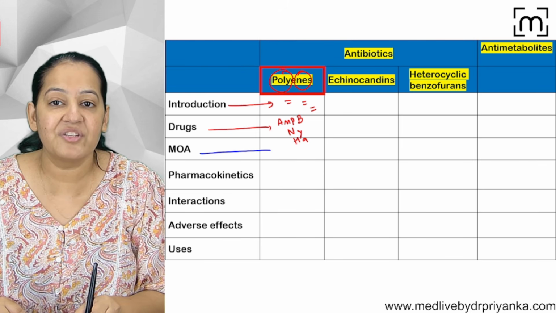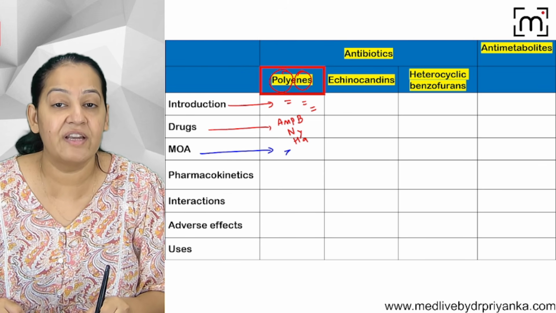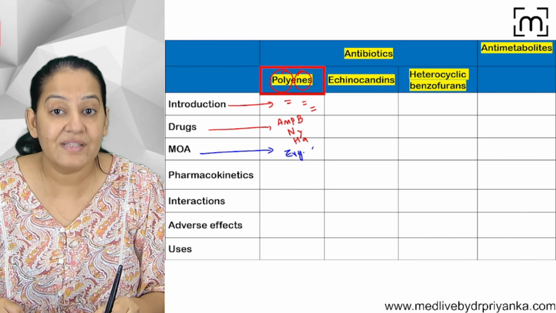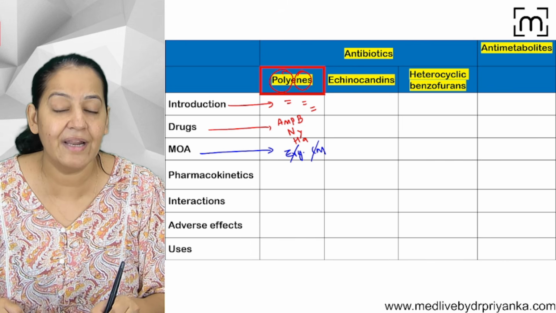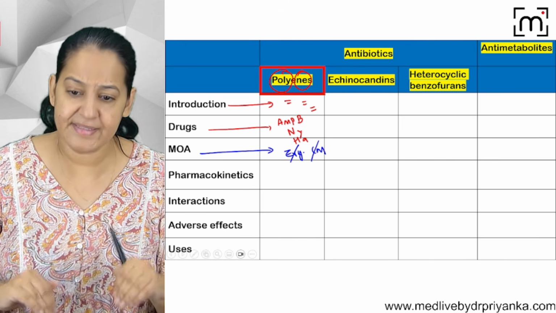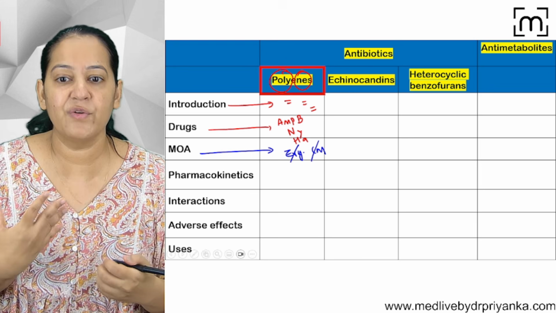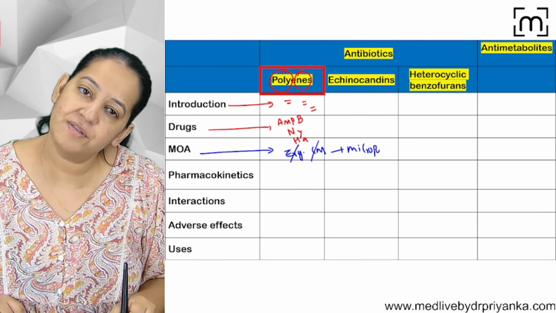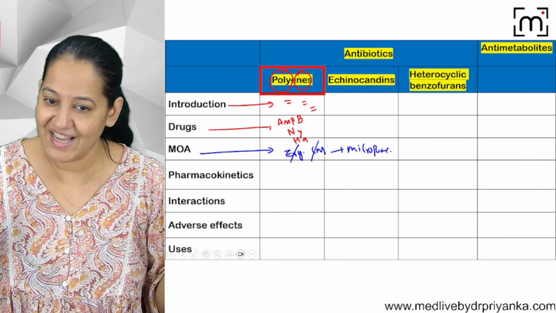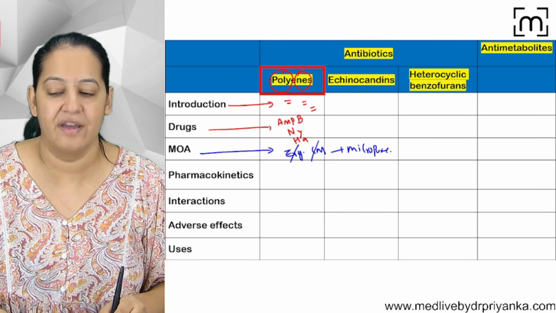What is the mechanism of action? It has affinity for ergosterol of the cell membrane. Amphotericin B binds with the ergosterol of the cell membrane and gets inserted in it. It causes orientation of the ergosterol in such a way that it leads to formation of a micropore, and from this micropore all the cell constituents, the cytoplasm, leak out and the fungus dies.